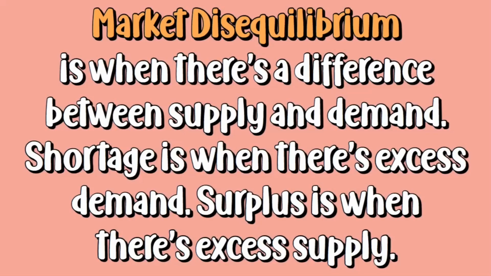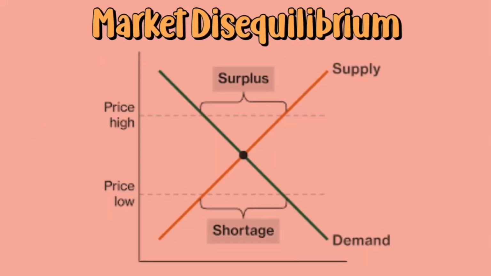So now let's go into market disequilibrium. So a market disequilibrium is when there's a difference between supply and demand. So a shortage is when there's excess demand, and a surplus is when there's excess supply. Here's the demand and supply curve to show the market disequilibrium. As you can see, when the price is set high, there's a surplus because there's more supply than the demand. And when the price is set low, there's a shortage because the demand is higher than the supply.